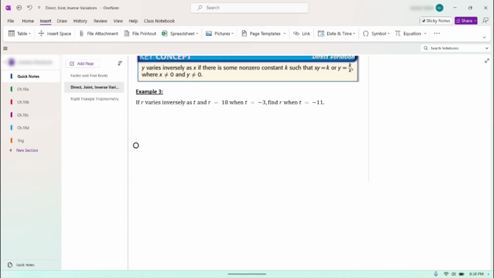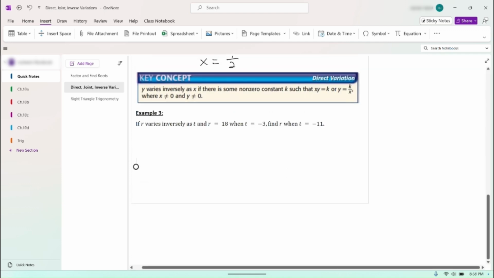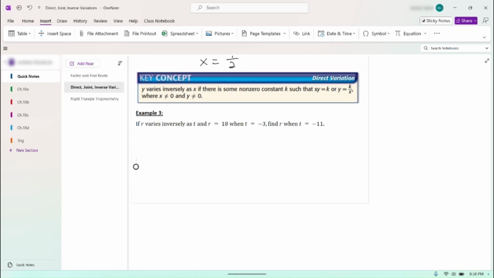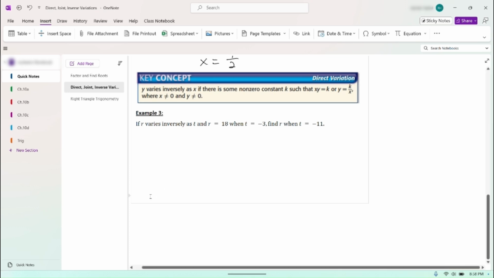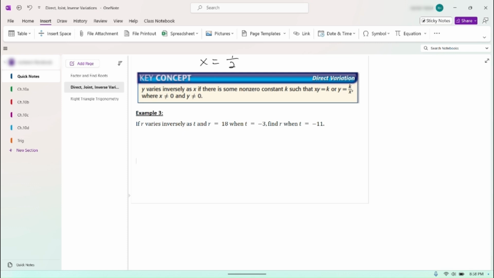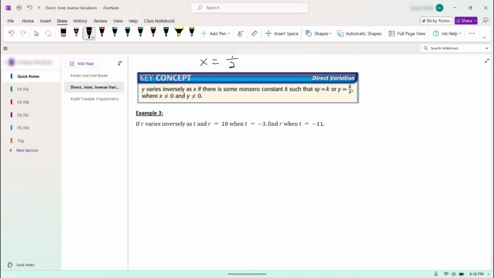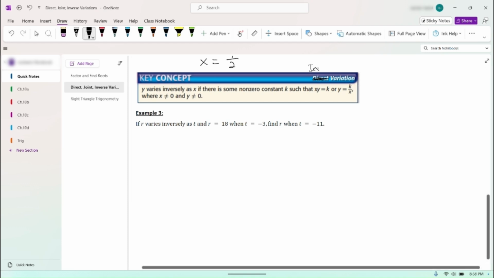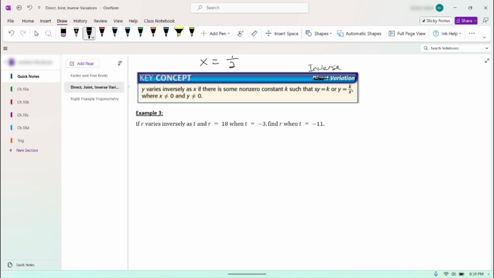Let's go over the concept. Y varies inversely as x if there's some non-zero constant k such that xy equals k, or y equals k over x. And x cannot be 0, and y can't be 0, because if they are, then we're dividing by 0, basically. And we don't want that. So the difference between this one and direct, this should say inverse. This is inverse here. The difference is that before we had y equals kx. Now we have xy equals k.